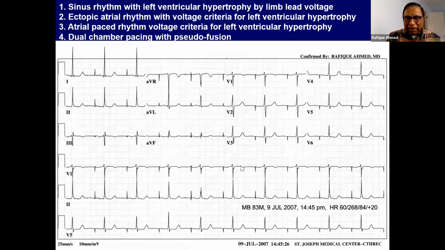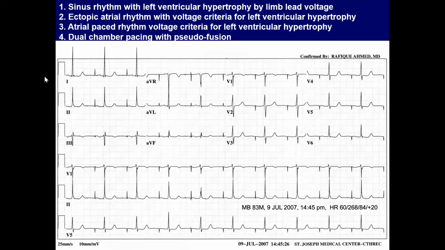So this is interesting. Anybody who wants to comment from the faculty on this ECG, or do you want me to do it? Wadud sir, I request Professor Wadud Chowdhury sir to make a comment.